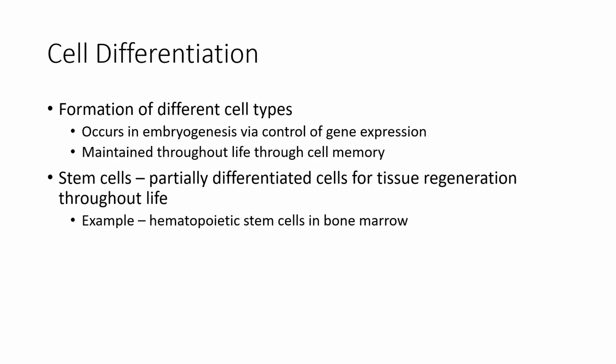Stem cells are partially differentiated cells that we have for regeneration of some of our tissues throughout life. An example is our bone marrow is full of hematopoietic stem cells that then can become our red blood cells, our white blood cells, our platelets.